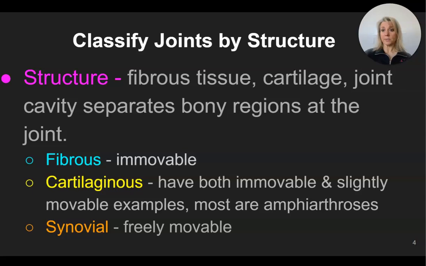Usually, if you have a fibrous connection, that means that the joint is immovable or synarthrotic. And if the joint is cartilaginous, it can be either immovable or slightly movable. Most of these are slightly movable. And if it's classified as synovial, it means that it is freely movable or diarthrotic.